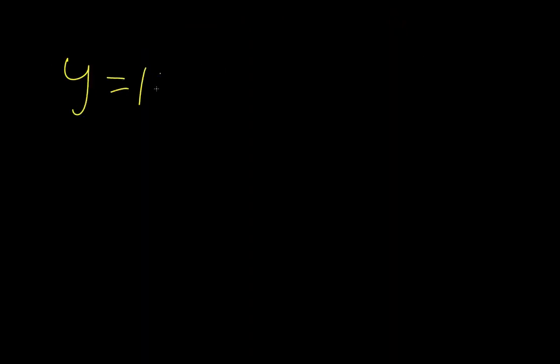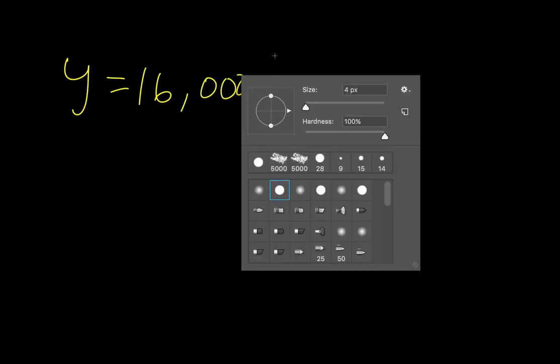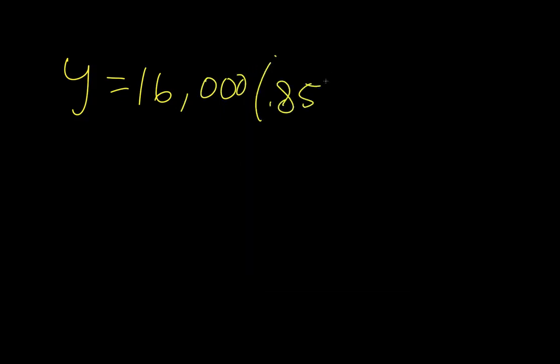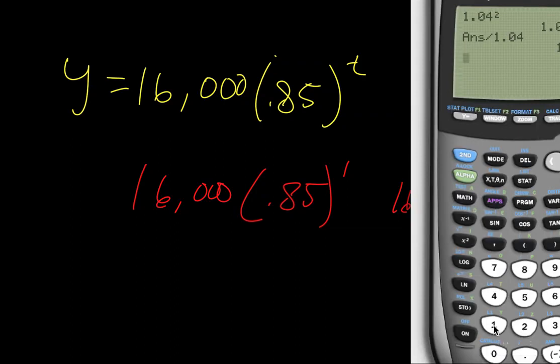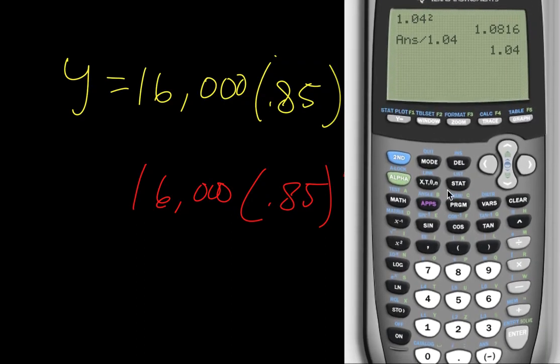This time we have the same type of question. First we plug in a 1, then we plug in a 2. So we plug in a 1 right there, and then 16,000 times 0.85 squared. So we go to the calculator, and we get 16,000 times 0.85. We get 13,600.